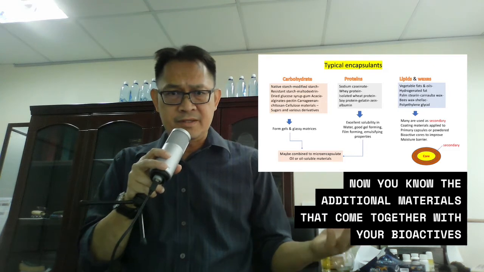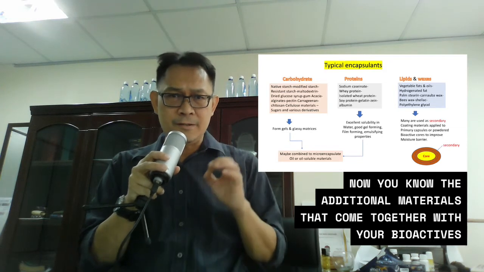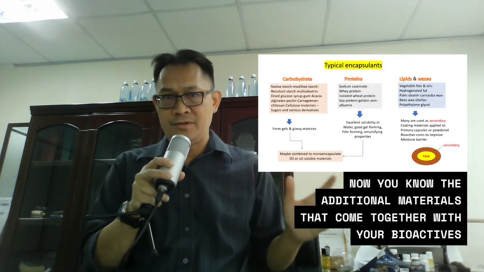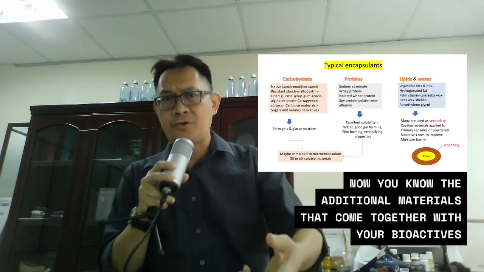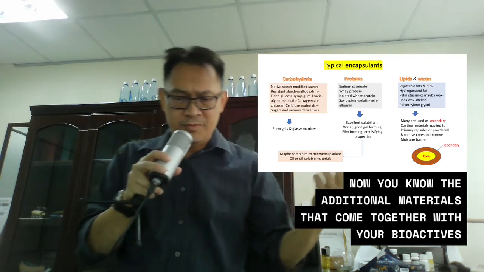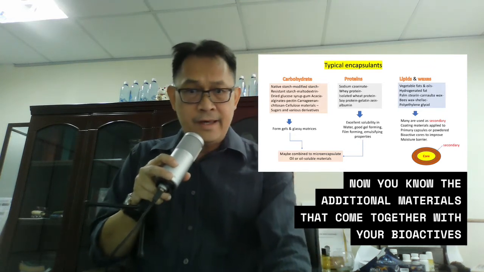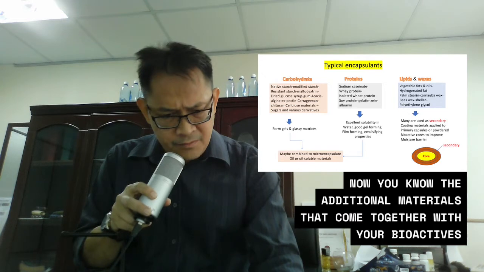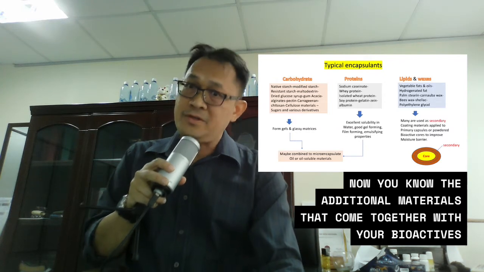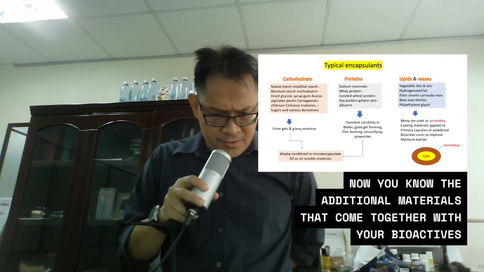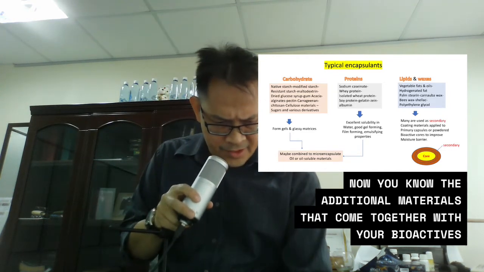Same thing with proteins, things like sodium caseinate, whey protein, isolated wheat proteins, soy protein, gelatin. This is the reason why we need to know the halal status, where this gelatin comes from, and then the zein and albumin, expensive proteins. Protein is used because of its excellent solubility in water, good gel forming, and also film forming, and protein can emulsify as well.